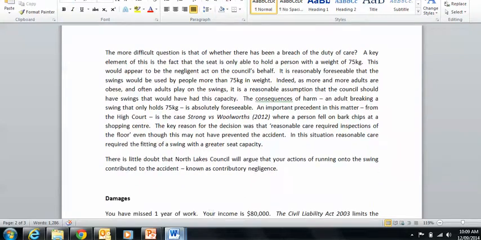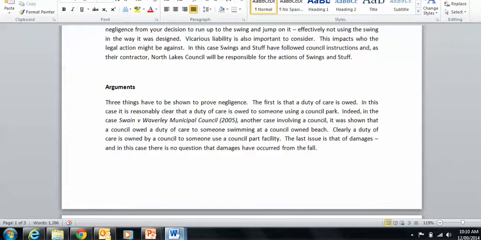Then we've gone on to the next point. I've said there's little doubt that North Lakes Council will argue that your actions of running onto the swing contributed to the action, known as contributory negligence. I could have probably gone into some more detail there, but I know I've addressed it further on. So that's the third lot, and the arguments. Can people see some of the arguments there now that I've made? Why some of those things fall in place? Nothing is necessarily black and white. For example, I'm pretty sure I mentioned vicarious liability in the previous section. I could have easily mentioned it in that section, but either way, I'm building an argument.